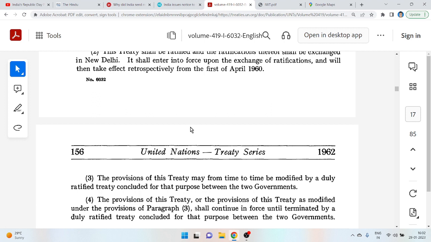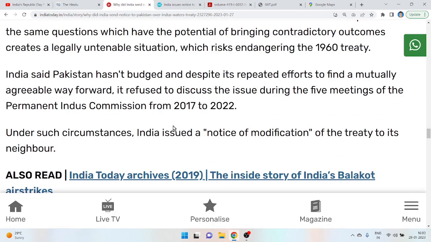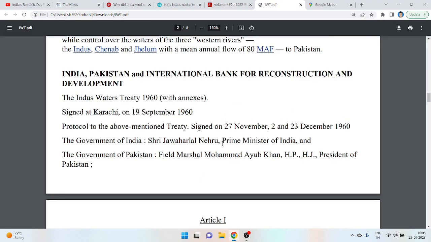But instead of listening to India, instead of cooperating with India, Pakistan is approaching the International Court of Justice in the Netherlands against India. Okay, and recently there was a hearing in the International Court of Justice, and India is boycotting the hearing. So India said Pakistan has not budged, and despite its repeated efforts to find a mutually agreeable way forward, it refused to discuss the issue during the 5 meetings of the Permanent Indus Commission from 17 to 22. Under such circumstances, India issued a notice of modification of the treaty to its neighbor. I will show you these two projects also, that is very important.